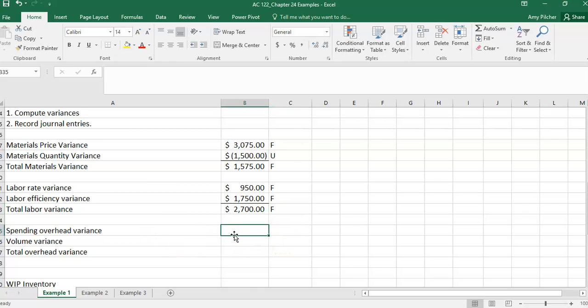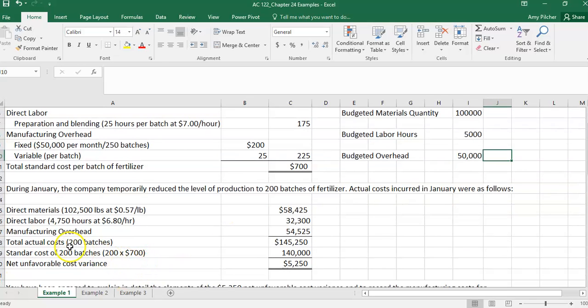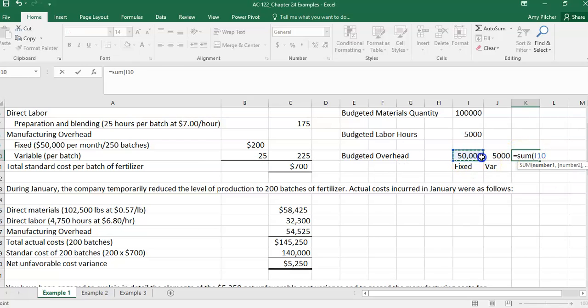Now we're going to look at the spending overhead variance and the volume variance. So the spending overhead variance is the difference between the actual amount of overhead we paid and our budgeted overhead. So if we look at our budgeted overhead, we have $50,000 per month fixed overhead, plus we have a variable rate of $25 per batch, and we did 200 batches. So 25 times 200 equals 5,000 in variable overhead and 50,000 in fixed overhead. So our total budgeted overhead is 55,000.